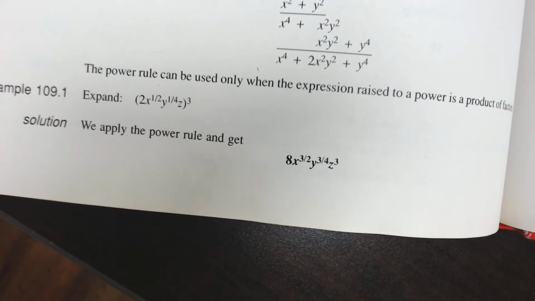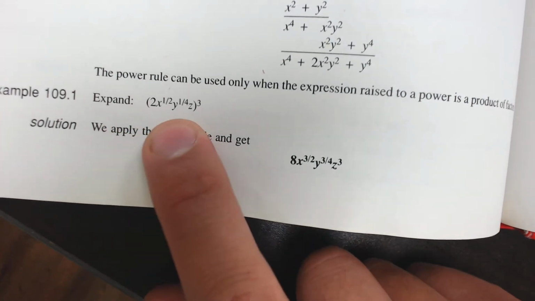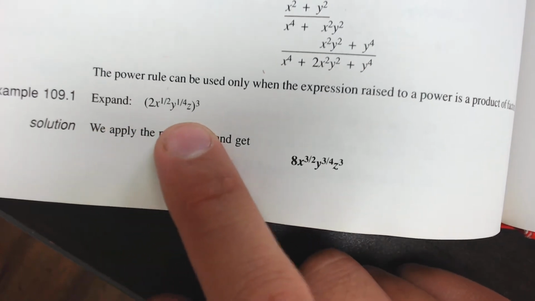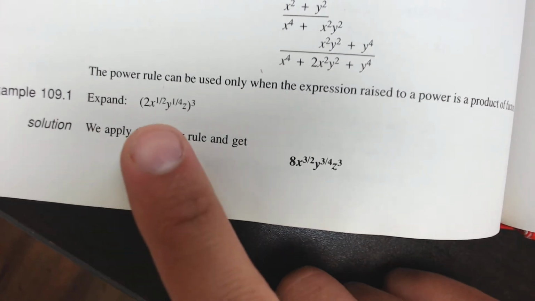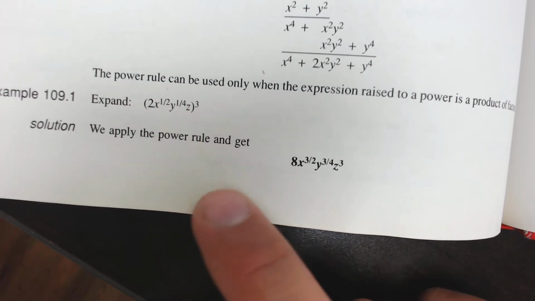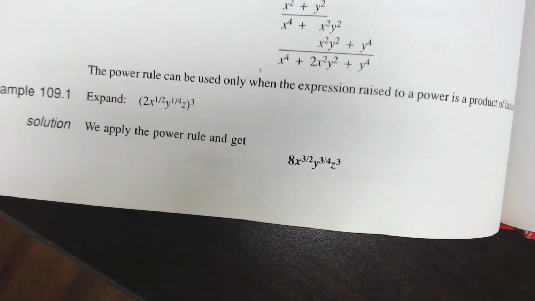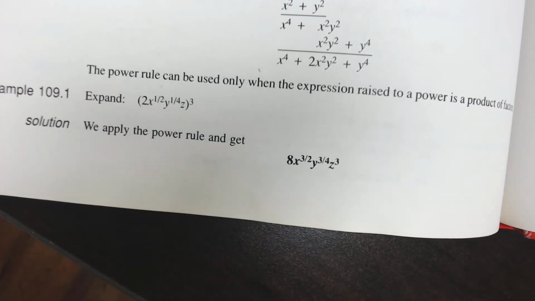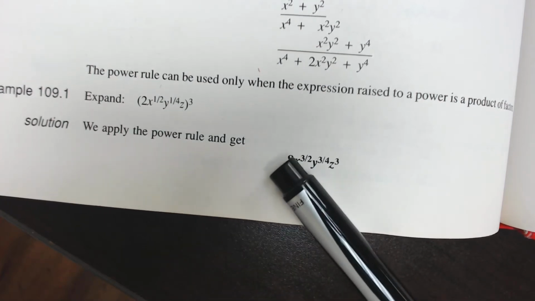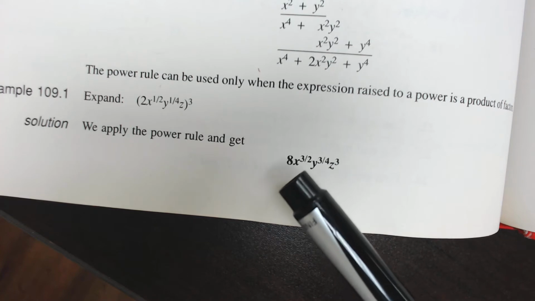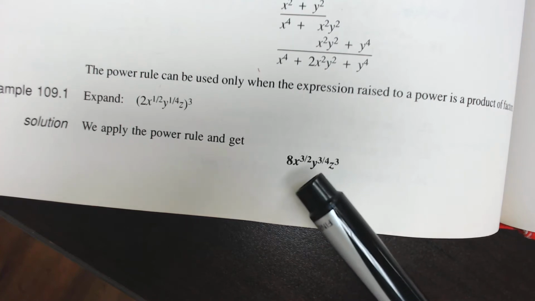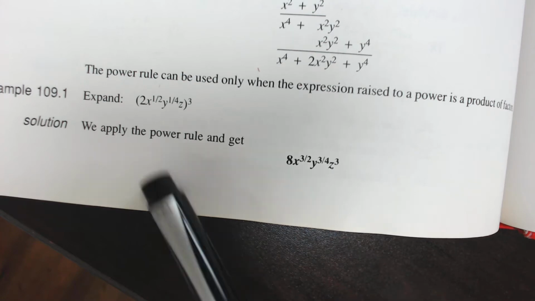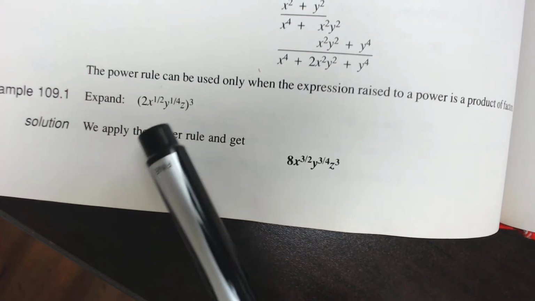Like these, where we had a single monomial term with an exponent on the outside. If you have a monomial with an exponent, you just distribute the exponent. 2 cubed becomes 8. x to the 1/2 cubed becomes x to the 3/2. y to the 1/4 becomes y to the 3/4, and z becomes z cubed, right? So that's the power rule. This only works with monomials.